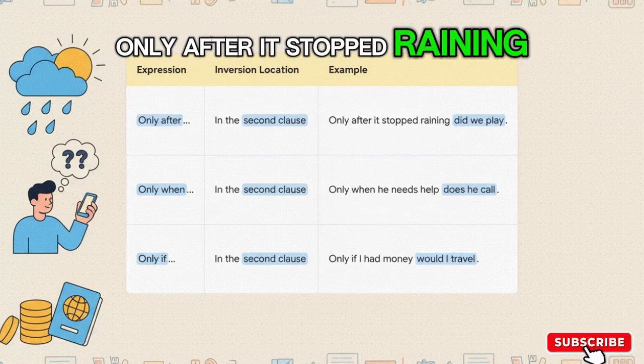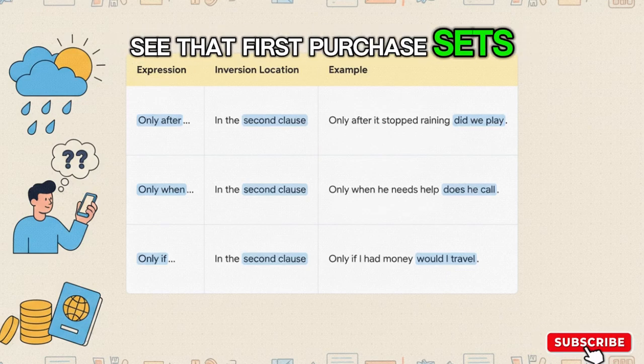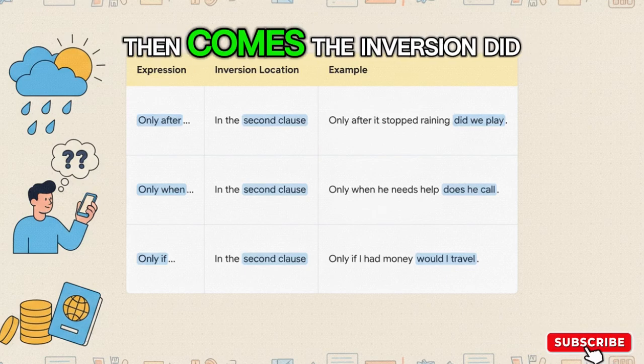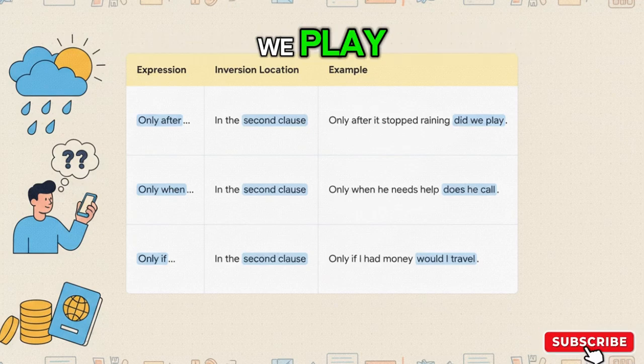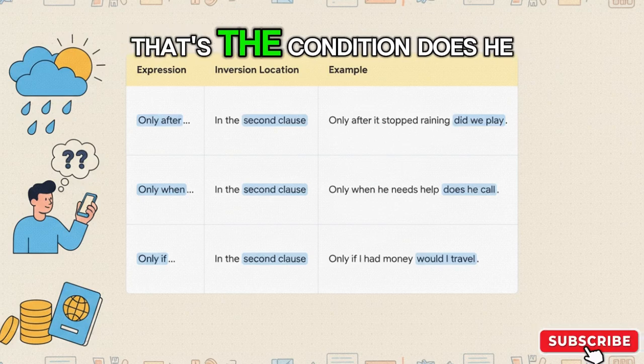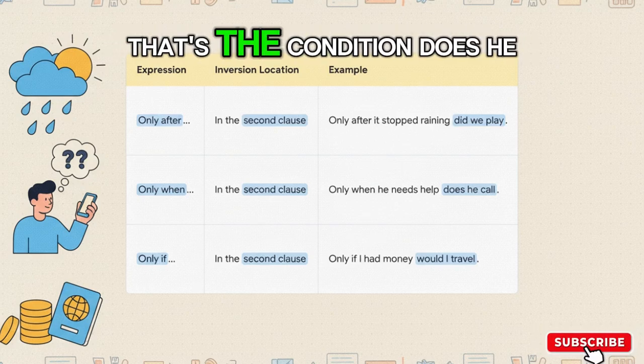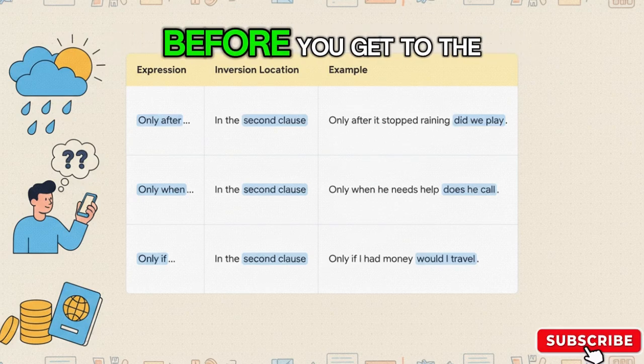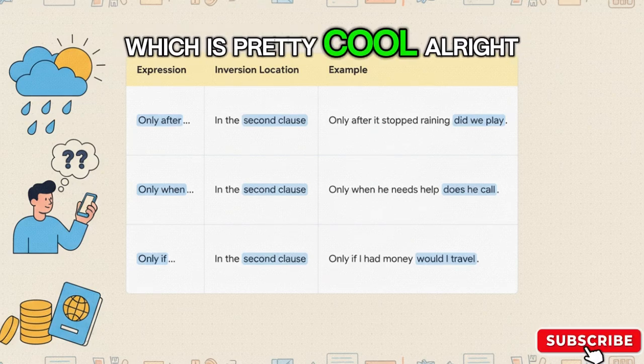Only after it stopped raining, see, that first part just sets the scene. Then comes the inversion. Did we play? Or how about only when he needs help, that's the condition, does he call? It kind of builds a little suspense before you get to the main point, which is pretty cool.